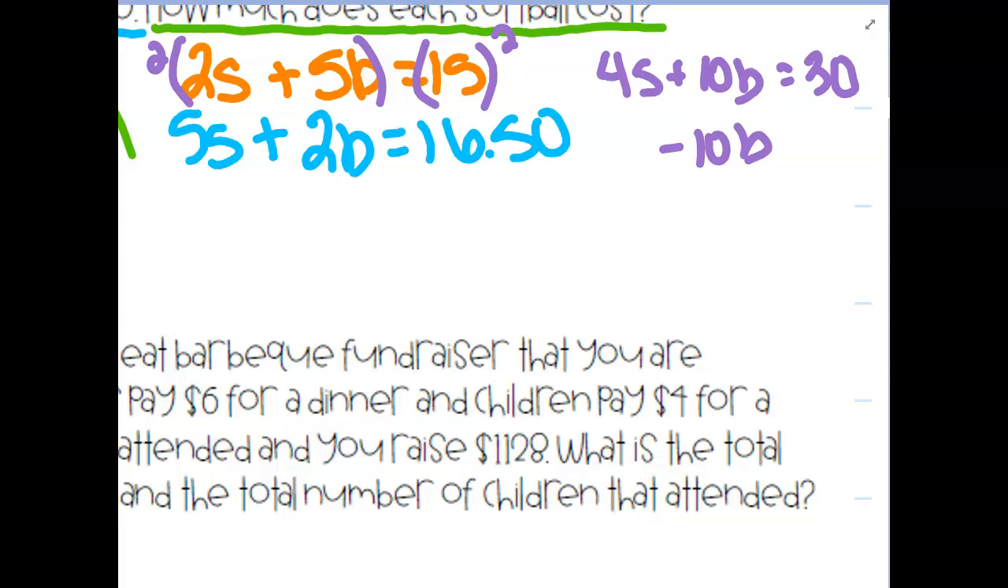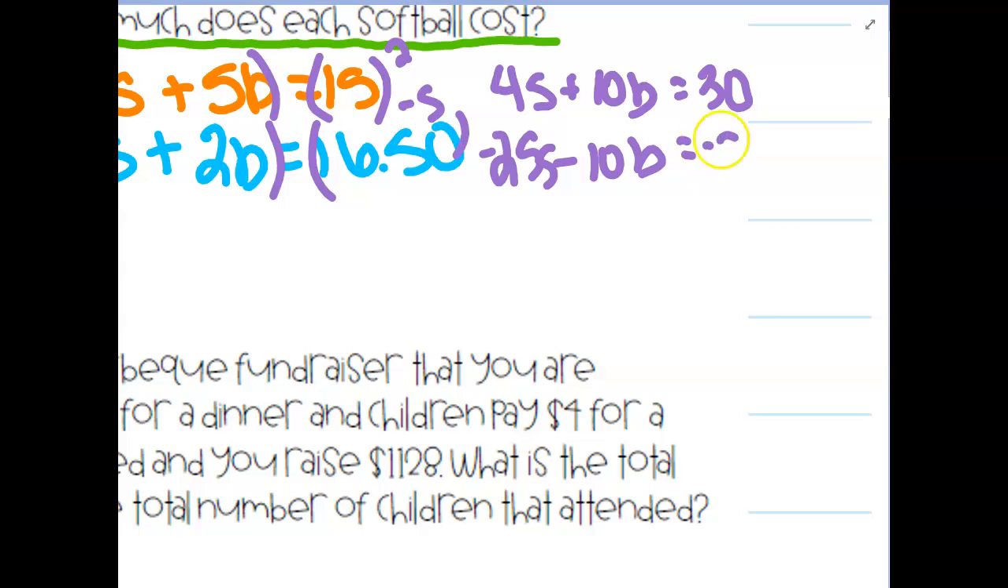For the second equation, how do I get from 2b to a negative 10b? Negative 5. And I might need some help here on the right-hand side. Negative 5 times 5s gives me negative 25s. Negative 5 times 2b gives me negative 10b. That's where I need help. 16.50 times negative 5. Negative 82.5. Very good, thank you.